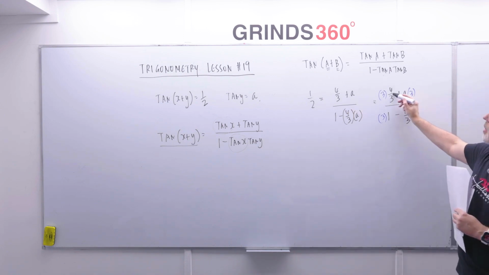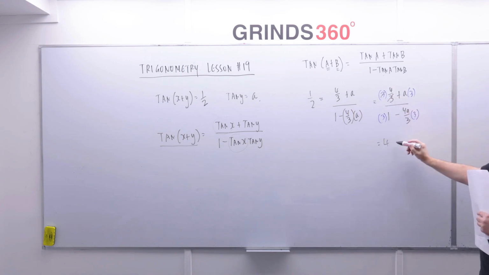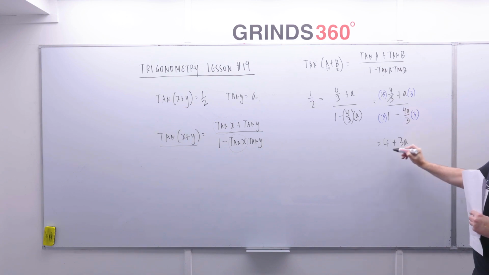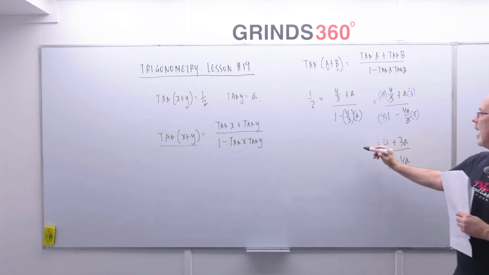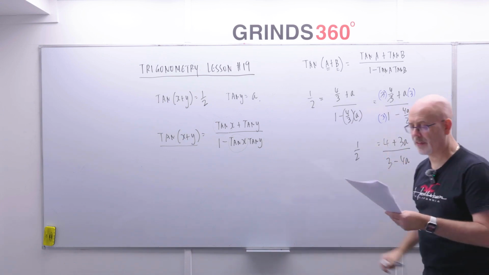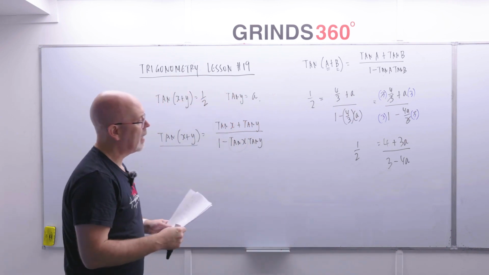I multiply this by 3, this by 3, this by 3, and this by 3, everything top and bottom. When I do that, the 3s will cancel. I get 4, and a times 3 is 3a, so I get 4 plus 3a there. Then 3 times 1 is 3, the 3s cancel out, 3 minus 4a, and that's equal to the half we were given in the question as our value for tan(x + y).